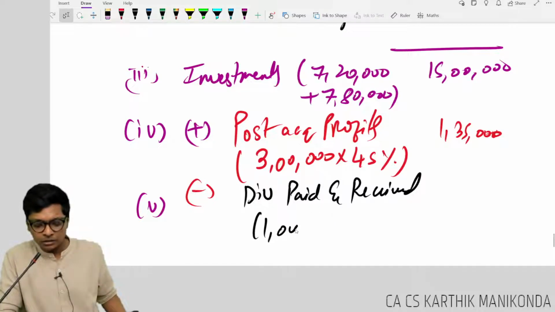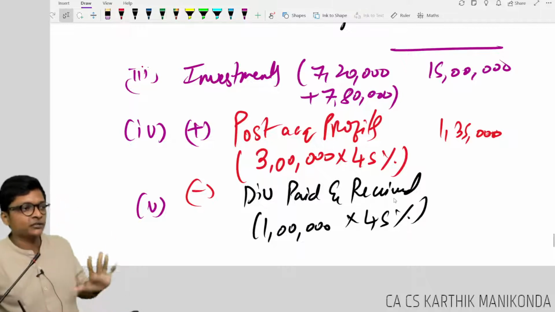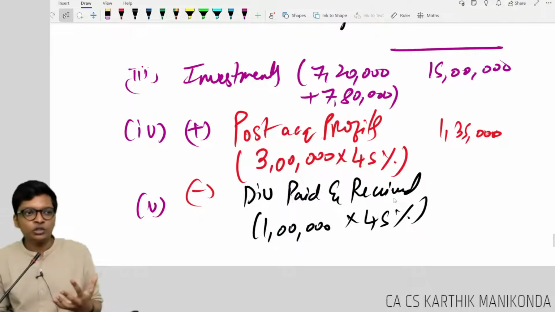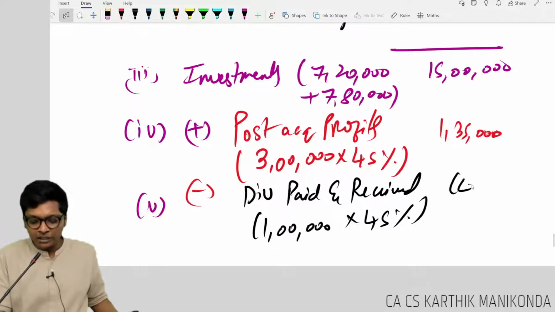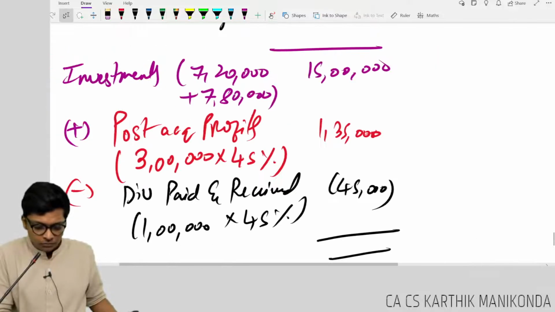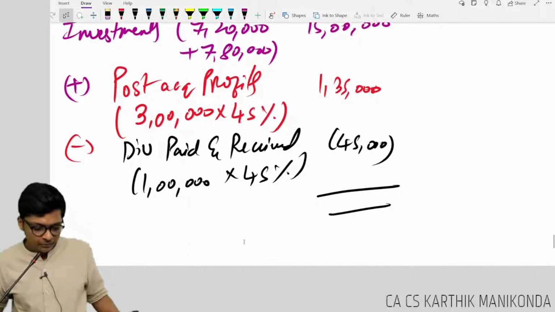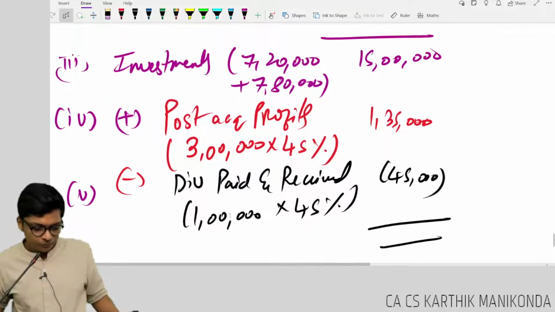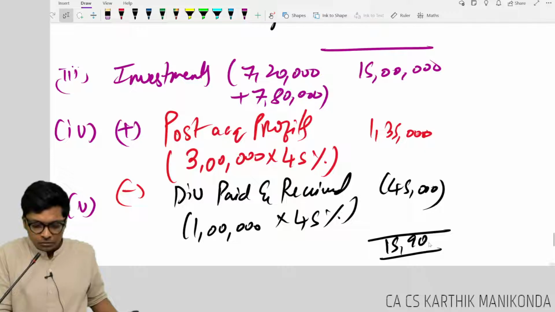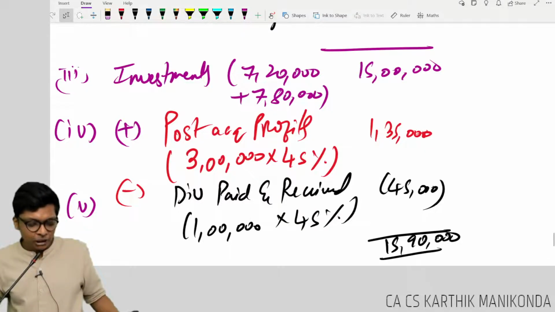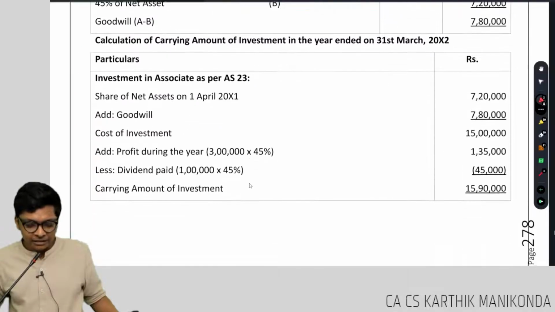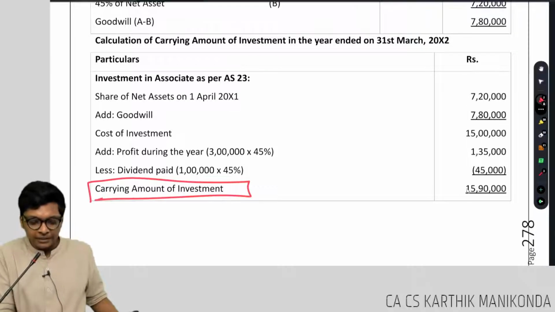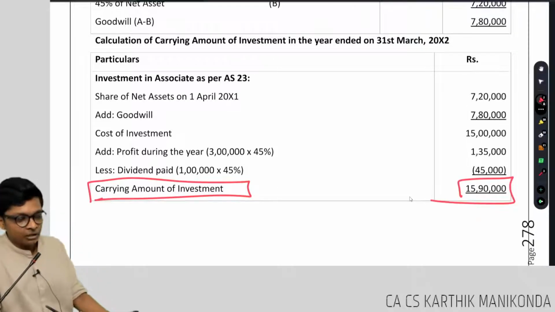How much is that, guys? 1 lakh into 45%. The common mistake most students do is they forget this 45% somewhere. It's natural, it happens, but we will avoid that. Minus 45,000. That's it. What is the value of investment, guys? 15 lakh 90,000 is the value of investment. Let me check the answer. Carrying amount of investment is 15 lakh 90,000. We are done with the sum.